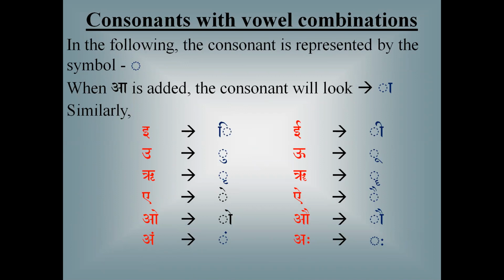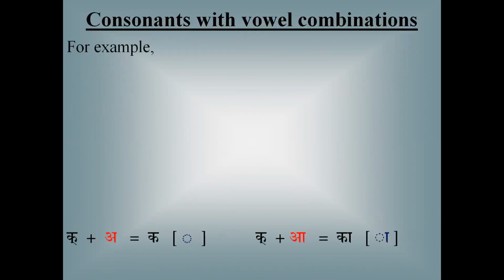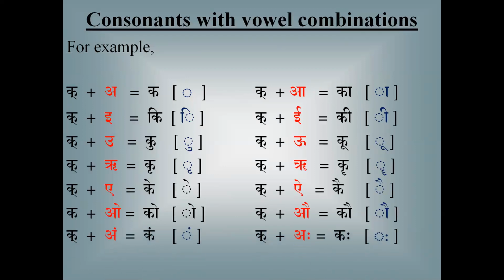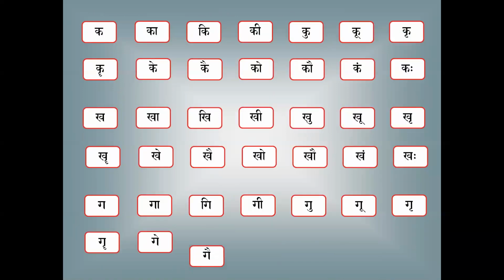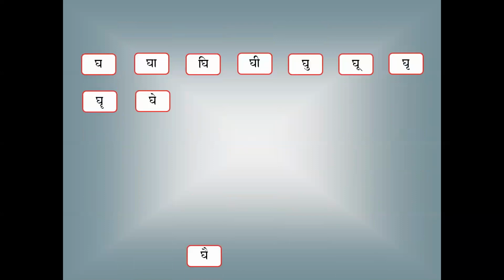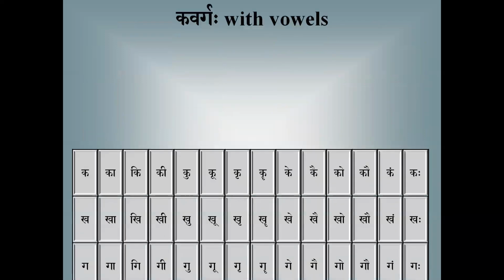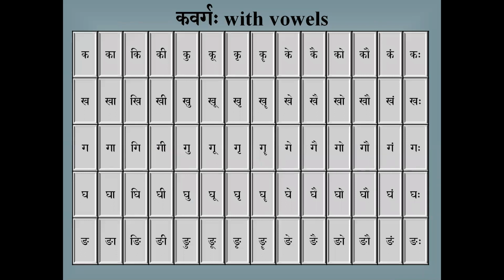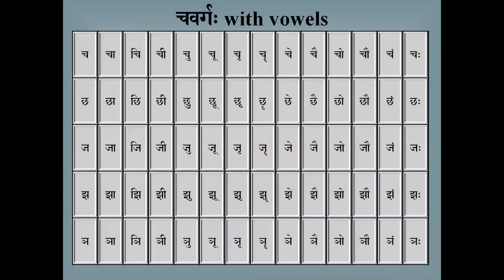And we have seen the consonant-vowel combination up to the Kavarga letters. We have completed Kavarga. Ka, kaa, ki, kee. The first letter of Kavarga is ka, and similarly the other letters of the Kavarga. This is the summary of the combination of Kavarga letters with the vowels. Then Chavarga letters, the combination of the letters of Chavarga with the vowels.